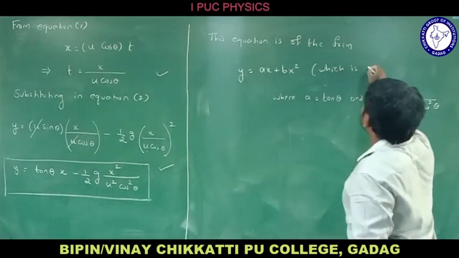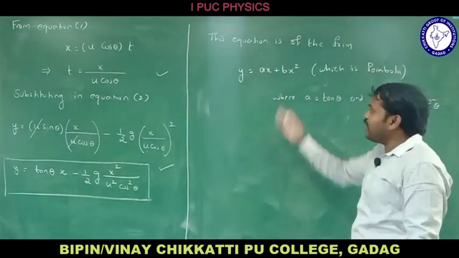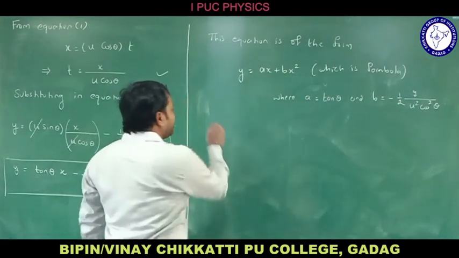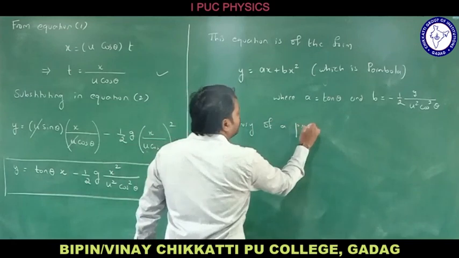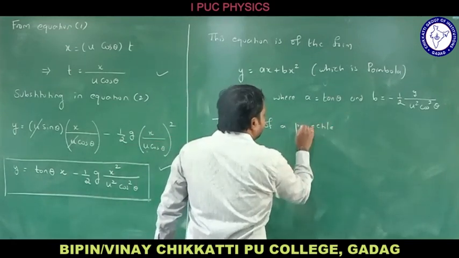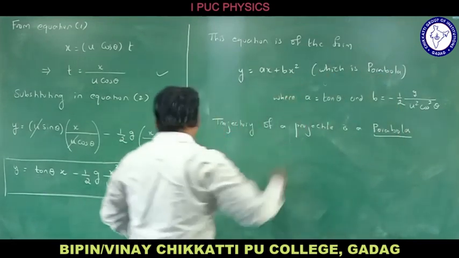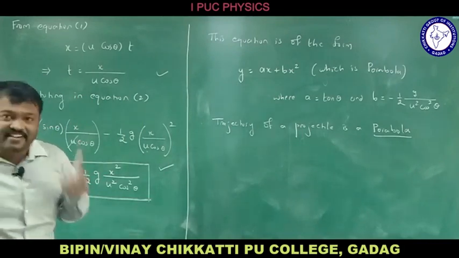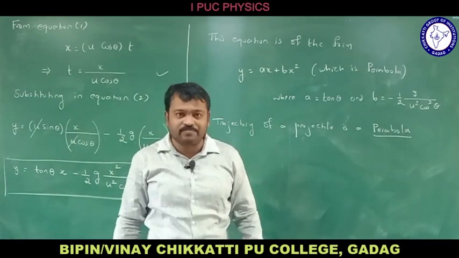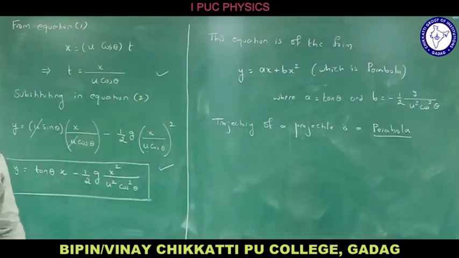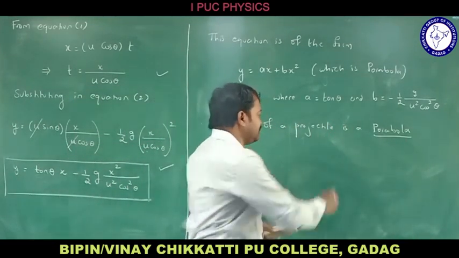So this equation is the equation of a parabola. This equation is the equation of a parabola and it is comparable to this equation. That is why, therefore, what shall I conclude now here? Trajectory of a projectile, right? Trajectory of a projectile is a parabola. Why parabola? Because it is similar to this equation. Whenever an equation contains x and the second part contains x square, then that equation is called a parabolic equation, right? Since this equation is similar to the general equation of a parabola, the trajectory of a projectile is a parabola. This is how we need to conclude.